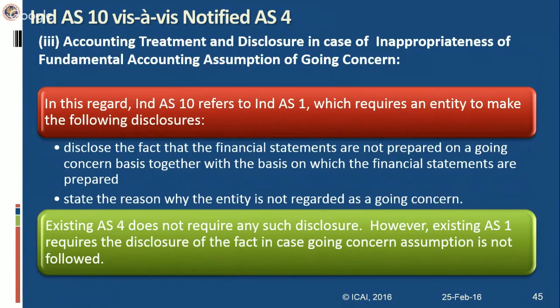Accounting treatment and disclosure in case of inappropriateness of the fundamental accounting assumption of going concern. In continuation of that, Ind AS 10 says every entity will be required to disclose the fact that financial statements are not prepared on going concern basis together with the basis on which you are preparing. You can prepare the financial statements on some other basis if the going concern basis is not appropriate, but you have to disclose it very clearly and state the reason also. But AS4 does not require any such disclosure. However, existing AS1 requires disclosure of the fact that in case the going concern assumption is not followed, you have to make a note of it in your financial statements.